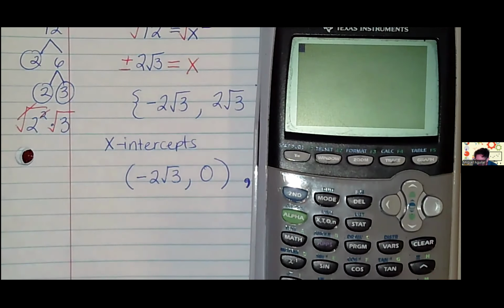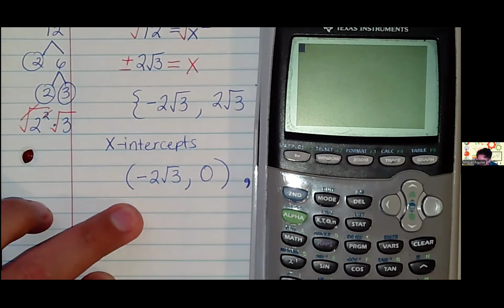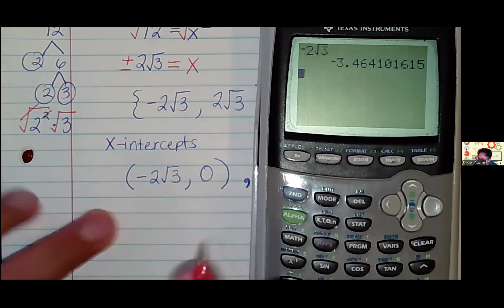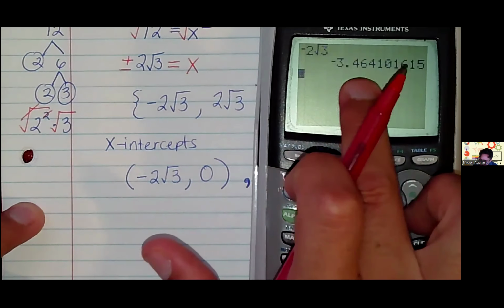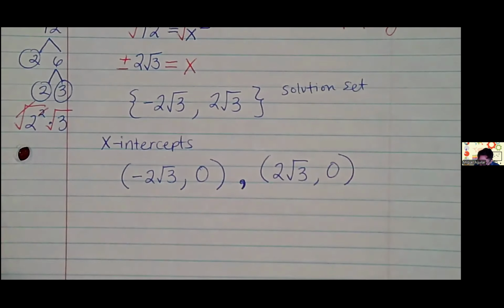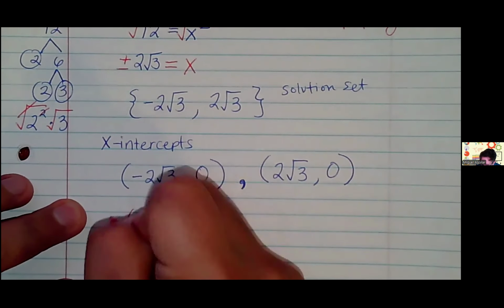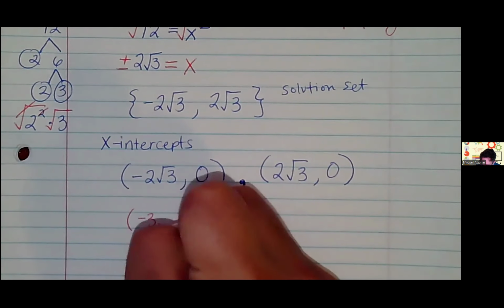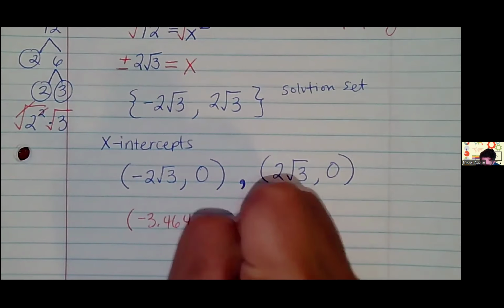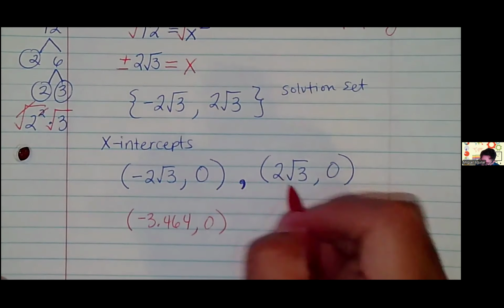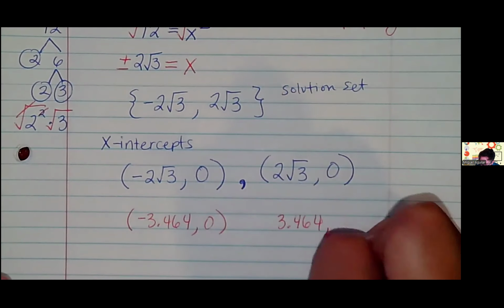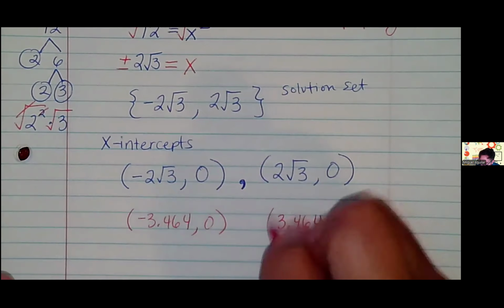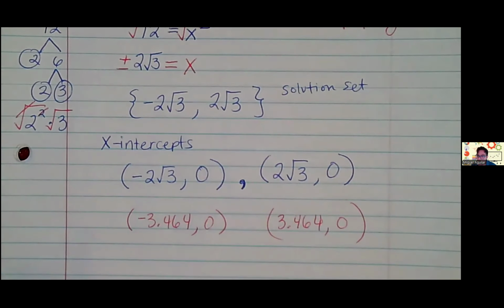Just put it in the calculator, -2 times the square root of 3. And then if we're just making an offhand estimation, it's about -3.464. So you could think of this as approximately equal to -3.464 comma 0. And then this one is just going to be positive 3.464 comma 0, since they're basically the same number with the exception of the sign.